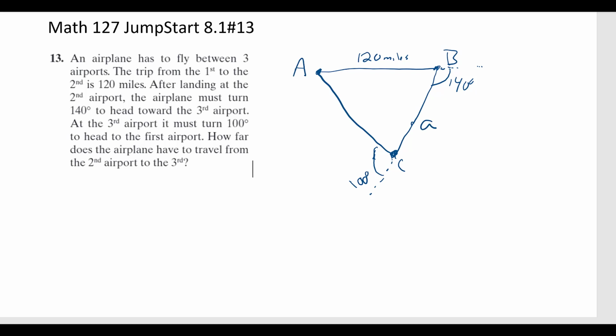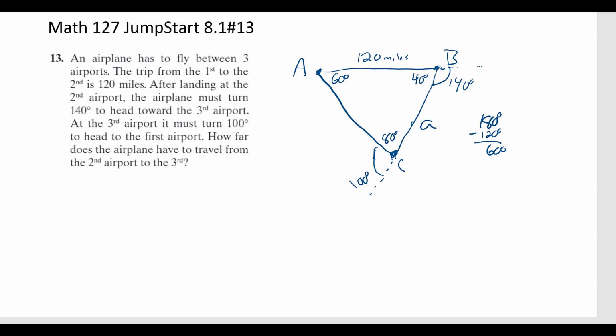So let's find our angle measures. If this is 140, the supplement of that is 40 degrees. If this is 100, the supplement of that is 80 degrees. And that tells us 40 and 80 is 120, so 180 degrees minus 120 degrees is 60 degrees. So it means that A must be 60 degrees.